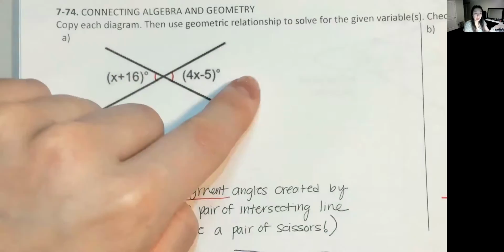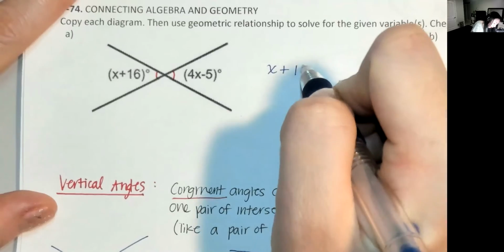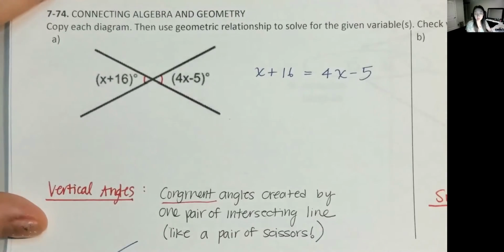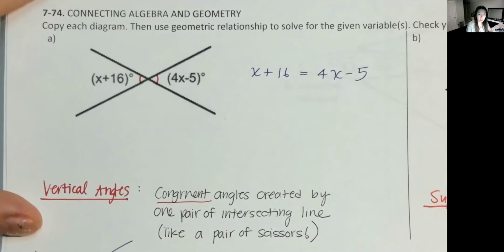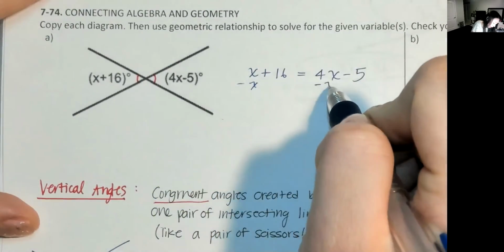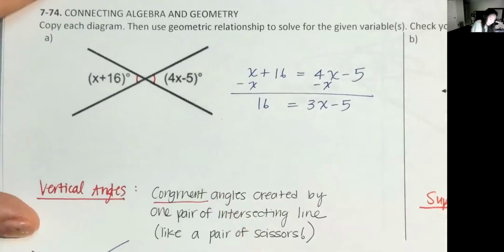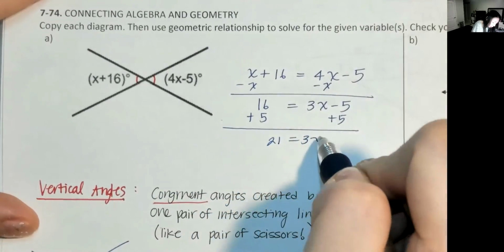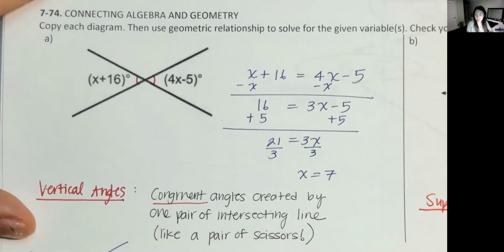So then if they are vertical angles and vertical angles are always equal to each other, what we can do is set these angles equal to each other and write an equation. Okay, and then pause the video for a moment to see if you can solve this equation. And then if you have found the answer, coming back to check it, subtracting x both sides, I have 16 is equal to 3x minus 5. And then we're going to add 5 both sides. 21 is equal to 3x. Then divided by 3, you have x equal to 7.